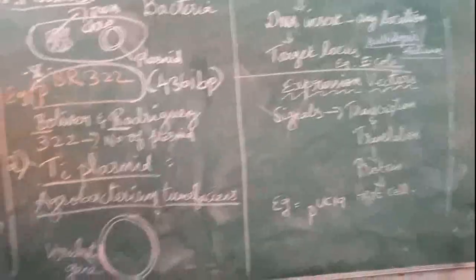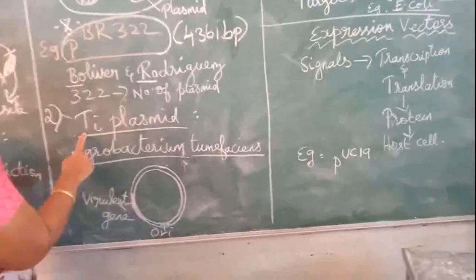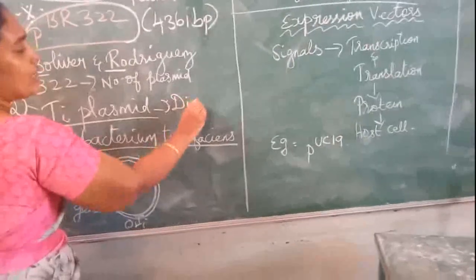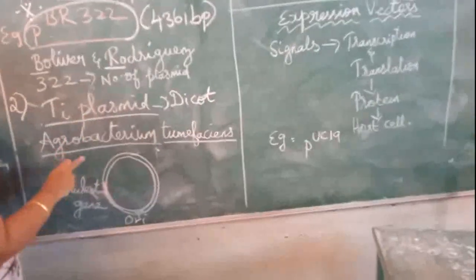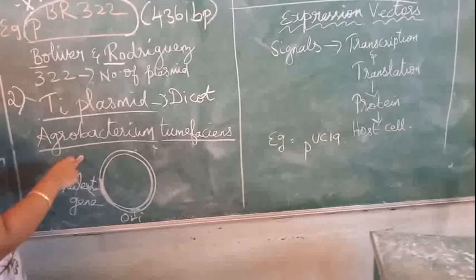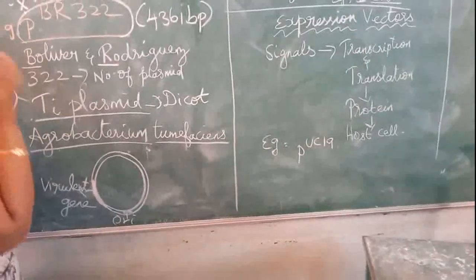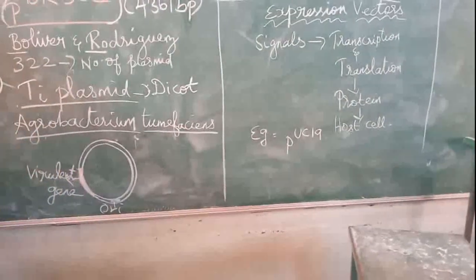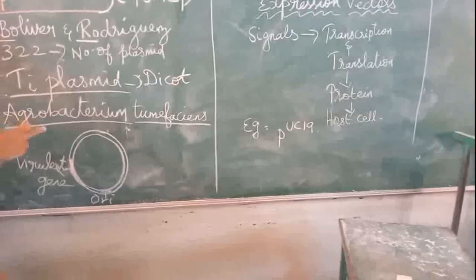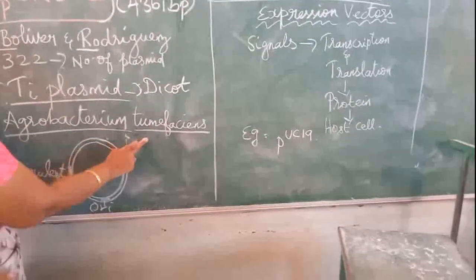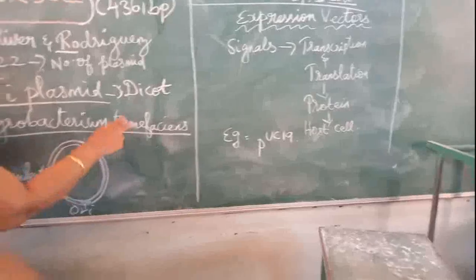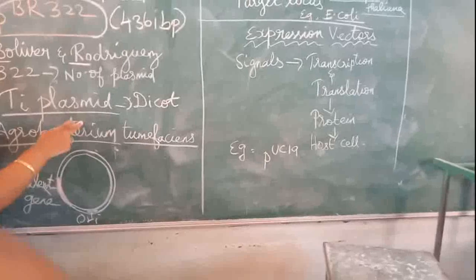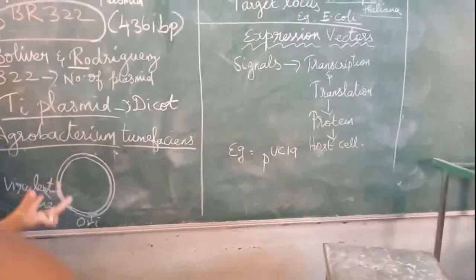And the second type of plasmid is called the Ti plasmid, that is the tumor inducing plasmid. This plasmid we mostly see in dicotyledon plants, especially those that grow in soil having large amounts of nutrients and different types of mineral particles. Example, tomato and some other dicot plants. The name of the organism is Agrobacterium tumefaciens. This is a soil bacterium which goes into the dicot plant and causes tumors. Tumor means cancer-causing growth which causes the death of the plant.